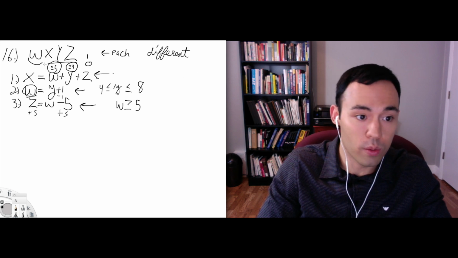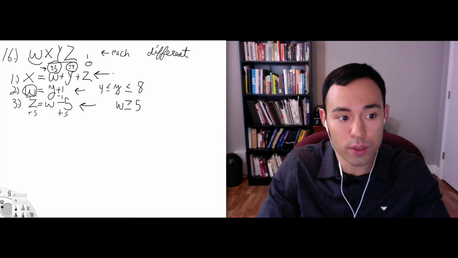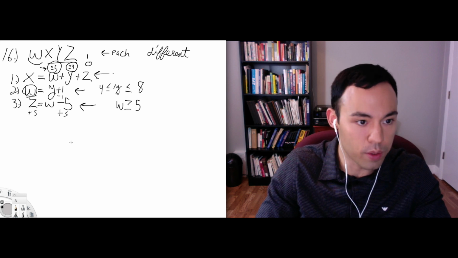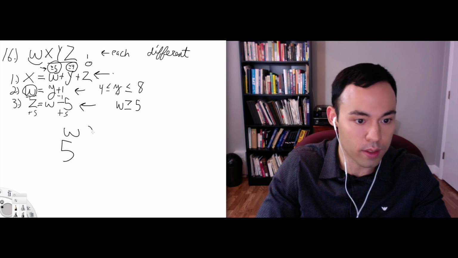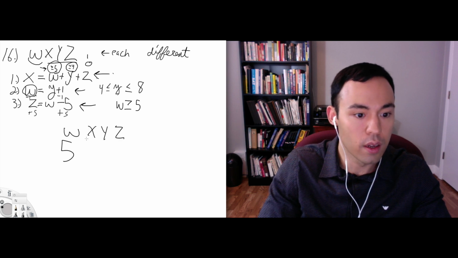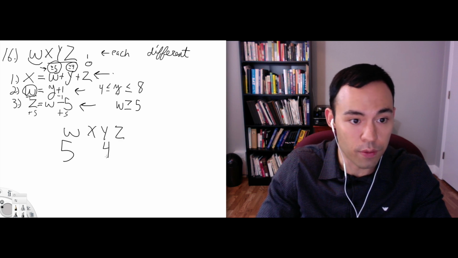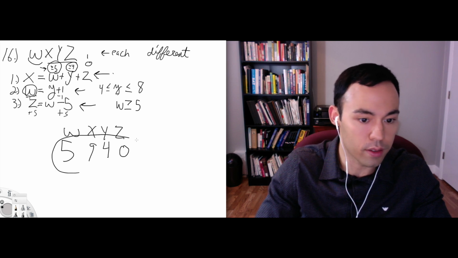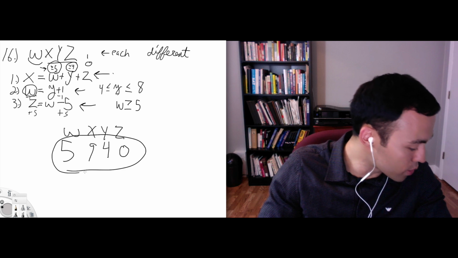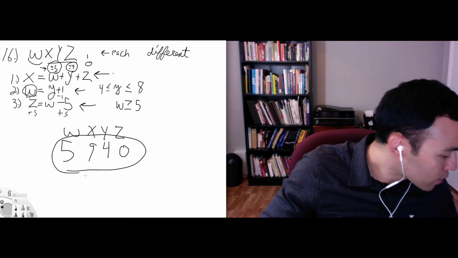So therefore, we've already found the values we need. So W is a 5, because let's just write this out again. WXYZ. Y is the 4. Z is the 0. And then X is the 9. And there's our answer. 5,940.